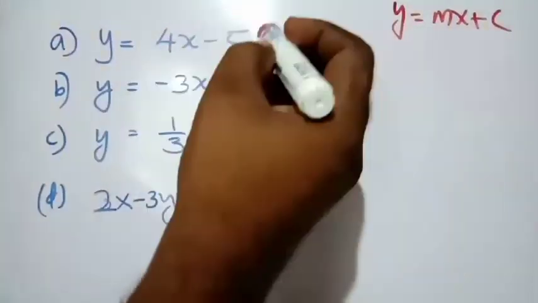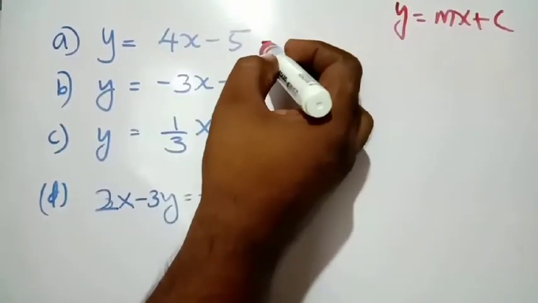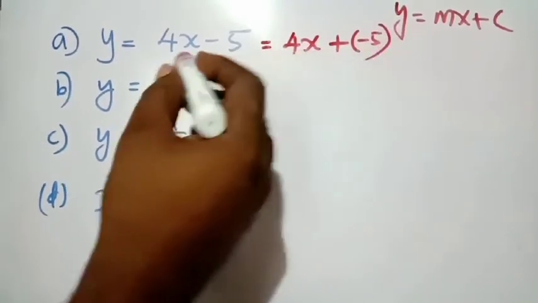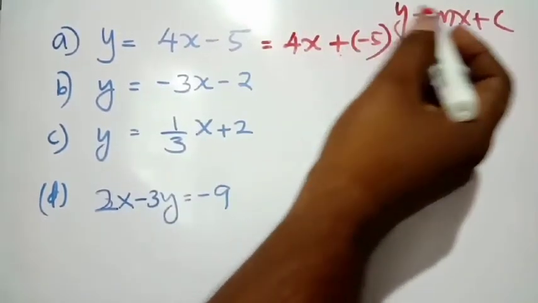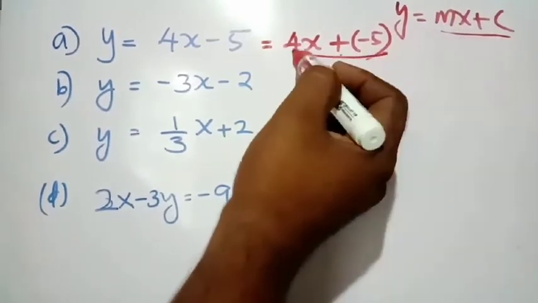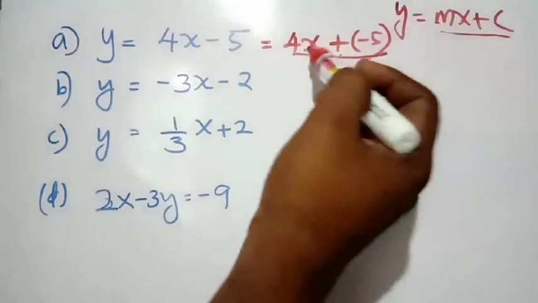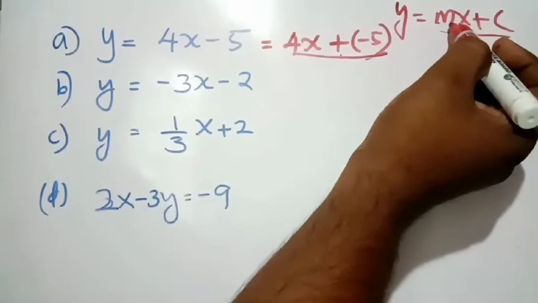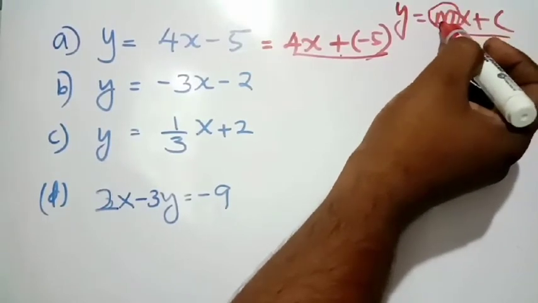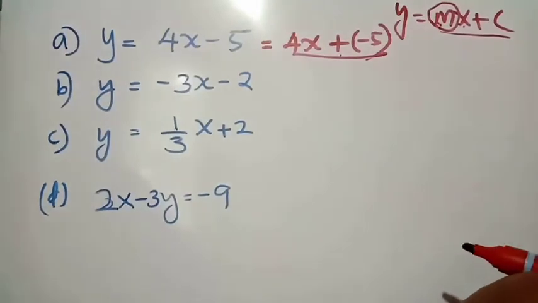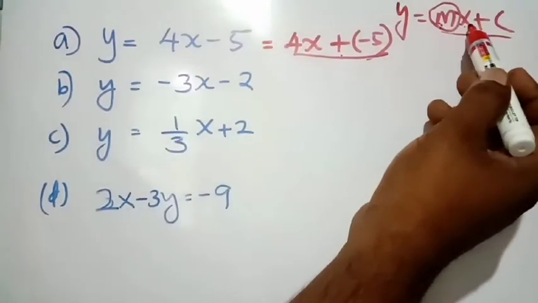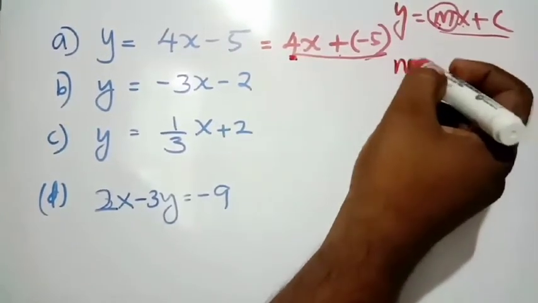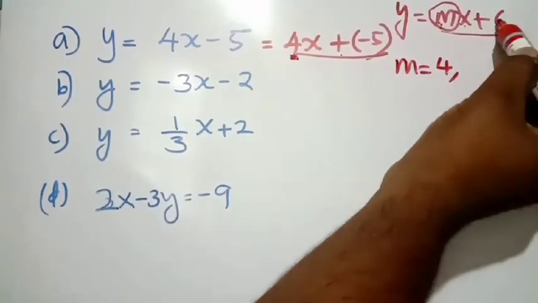When we consider the first question, we can write it as 4x plus minus 5. This minus 5 can be written as plus minus 5 because it is mx plus c. See, both are in the same format. Here the gradient m is the coefficient of x. So what is the coefficient of x here? It is 4. So we can say m is 4 and c is minus 5.